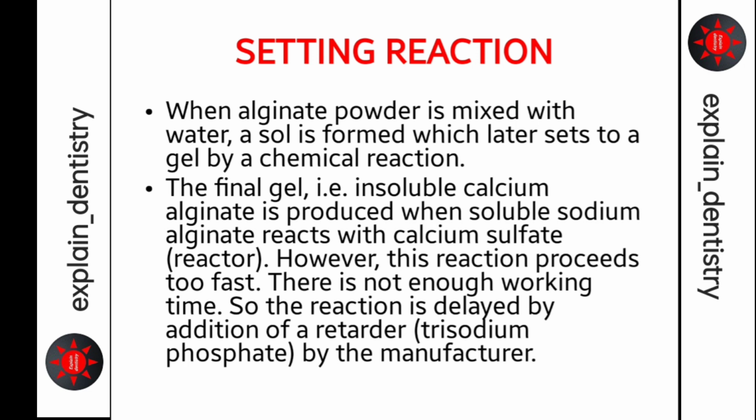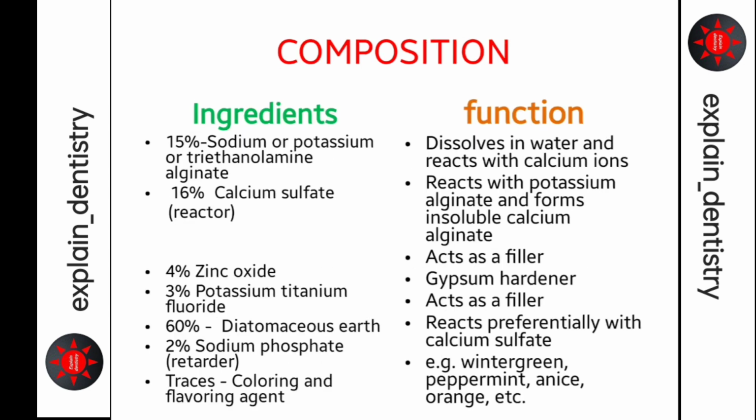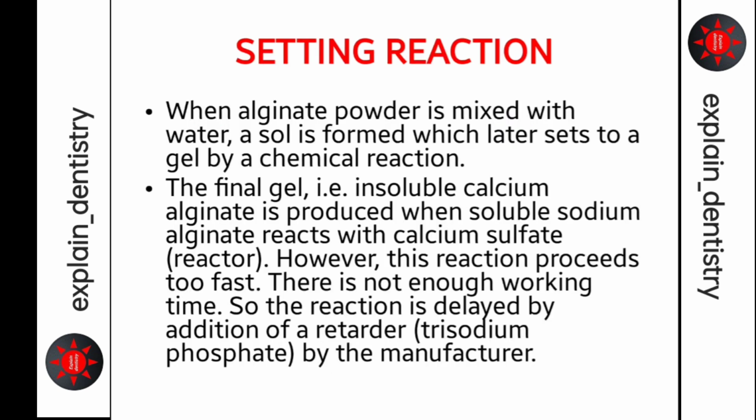Now the setting reaction. When alginate powder is mixed with water, a sol is formed which later sets to a gel by chemical reaction. The final gel, that is insoluble calcium alginate, is produced when soluble sodium alginate reacts with calcium sulfate, the reactor. However, the reaction proceeds too fast, there is not enough working time, so the reaction is delayed by addition of the retarder, trisodium phosphate, by the manufacturer.